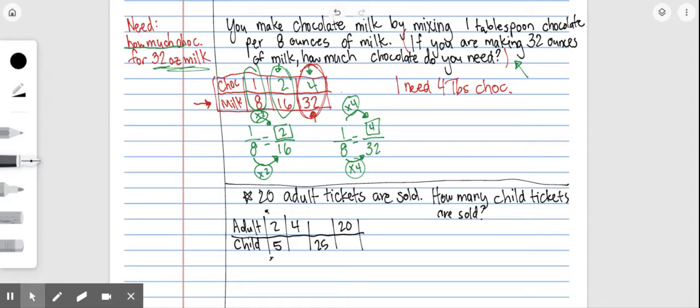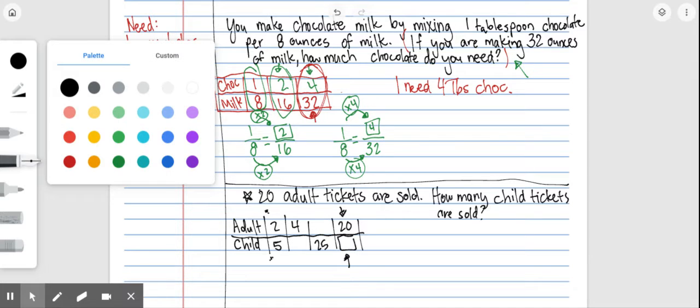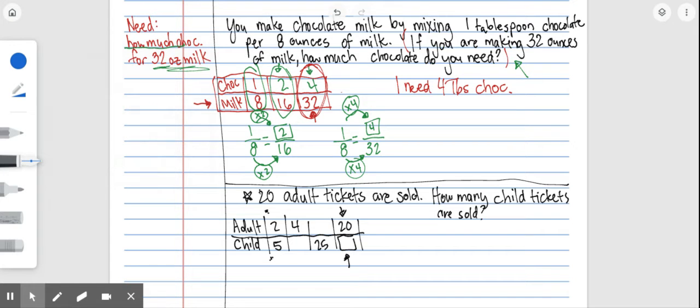So then the question is, if 20 adult tickets are sold, like this last column right here, how many child tickets are sold? What we're trying to do is find out what goes in this box. And we want to fill out the entire table because it asked us to. So let's start by using our ratios. I have 2 adult tickets for every 5 child tickets. I want to figure out if I have 4 adult tickets, how many child tickets do I have?